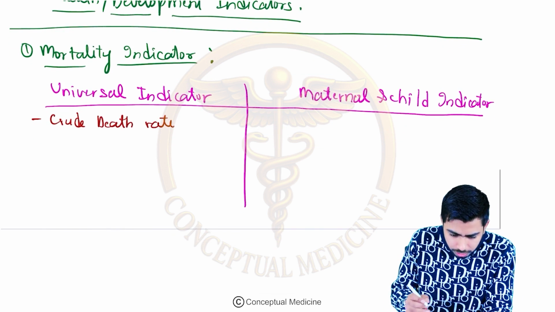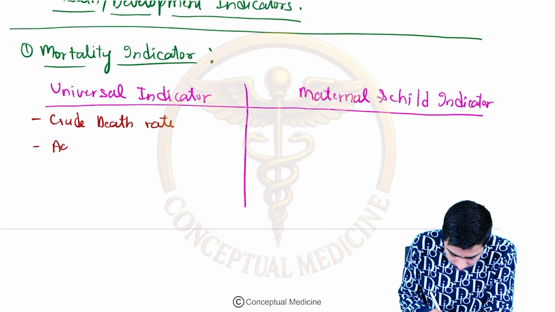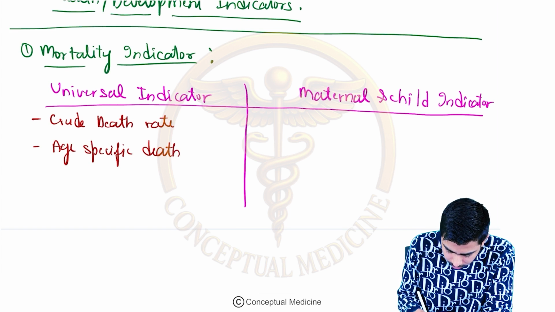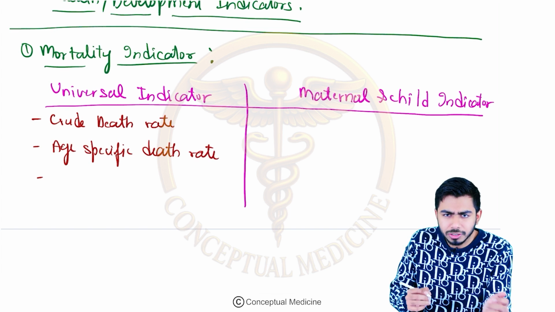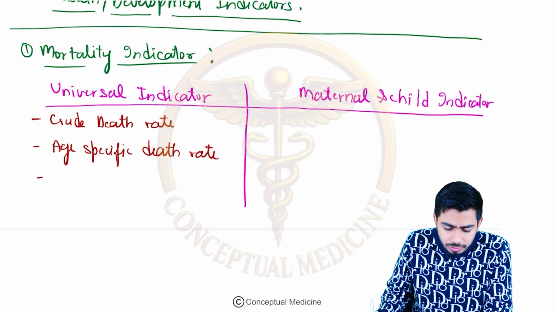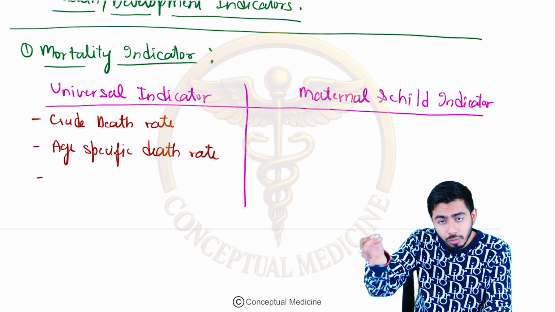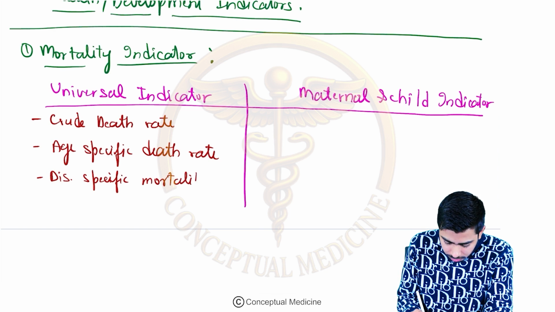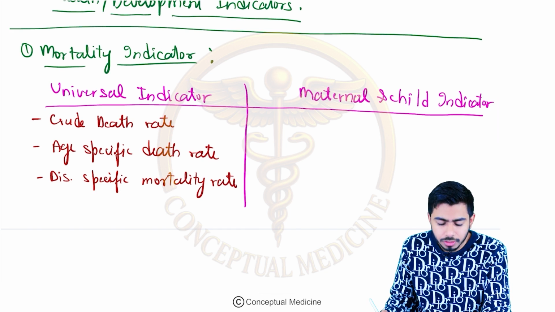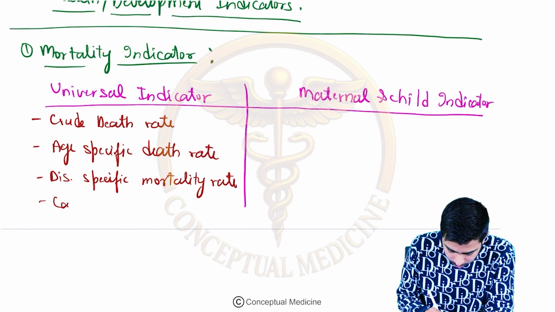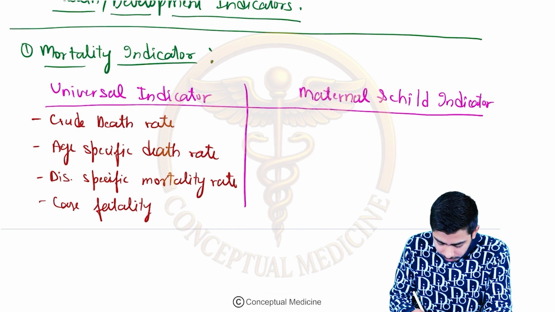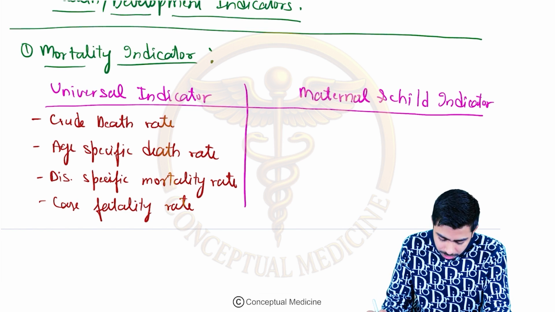So look over here, crude death rate. Here, age specific death rate, again death rate came, right? So here is the trick. That's how you can remember these indicators. Then disease specific mortality rate. Disease specific, again which word came? Mortality. Mortality means death. Okay. Then case fatality rate. Fatal, very dangerous, right? So like that you can remember case fatality rate.